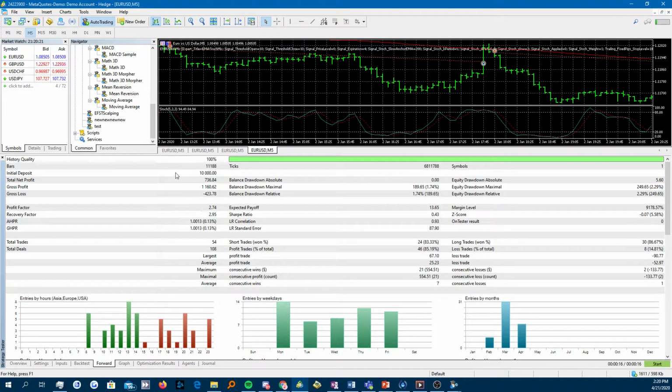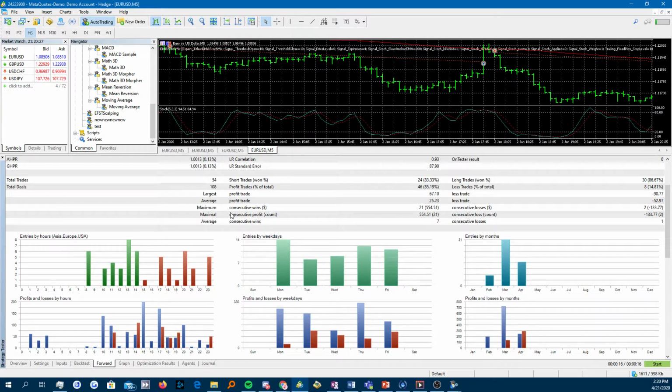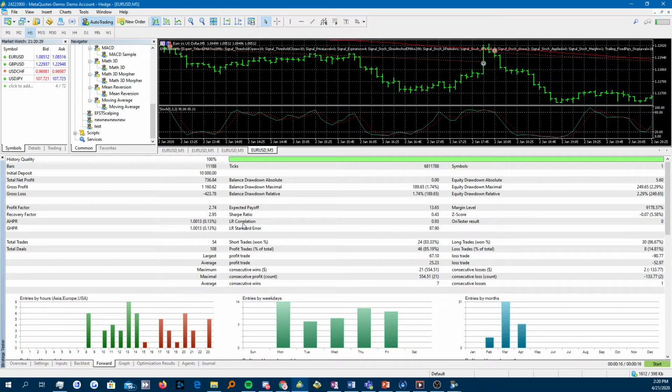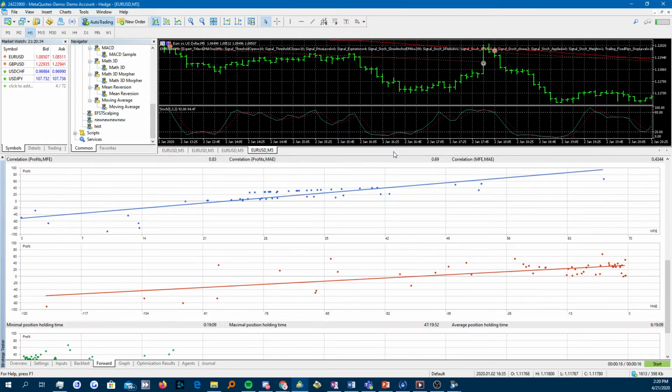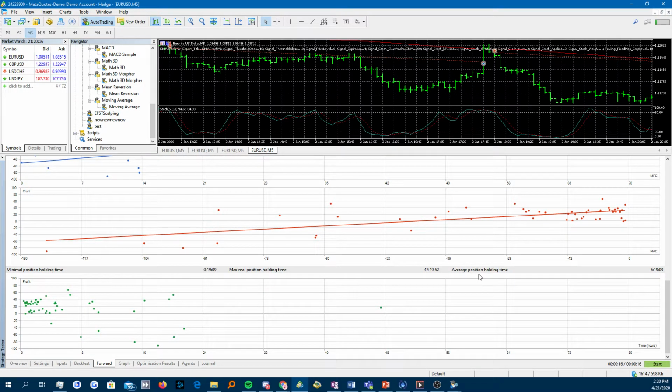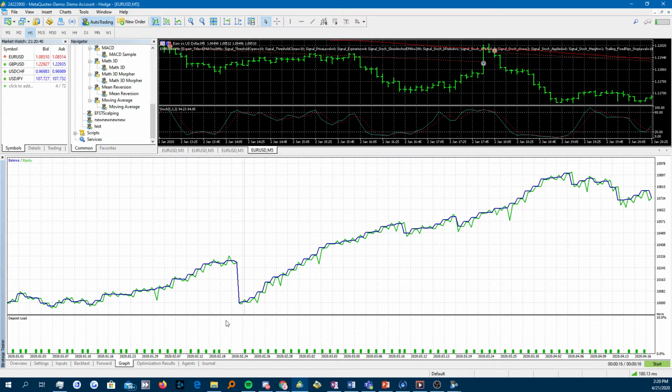We can see that we made a net profit of 736 and a profit factor of 2.74. As you go along, it's going to be the same type of values as the back test. It's just that this is the forward test, with the MFE-MAE correlation and the holding times, etc. Now this is the balance equity chart, which shows the difference between your actual balance, and equity, which is essentially your balance based off of the open trades.